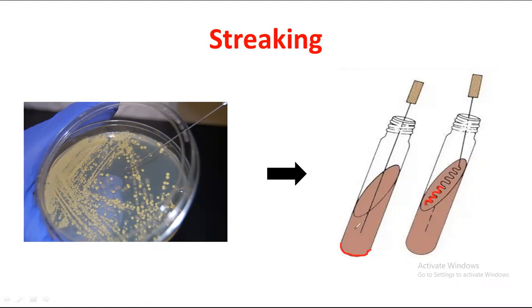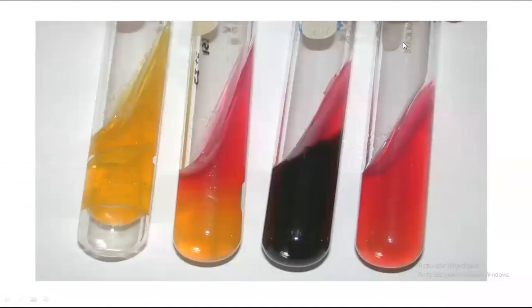One thing to keep in mind is that this portion is known as the butt. I'm just writing B. So this portion is known as the butt and this portion is known as the slant. Keep these two terms in your mind. After this, we will place those tubes in the incubator, and on the next day or after 2 days, you can see the result.